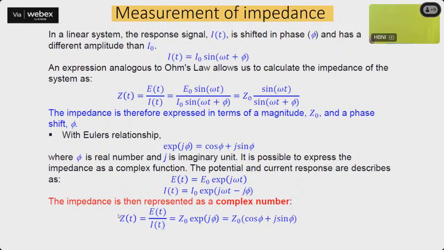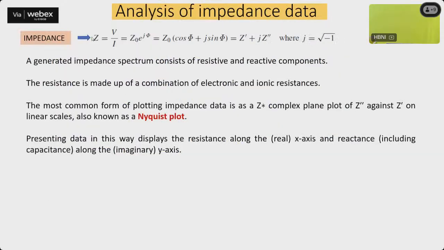So if you go into complex numbers, Z(t) is given as Z0 (cos phi + j sin phi). So please, this is regarding refreshing your ideas about Euler's theorem. Impedance Z is equal to V by I. So you have this equal to Z0 e to the power j phi. So ultimately what you have over here is Z prime plus jZ double prime. And this j is nothing but root over minus 1.